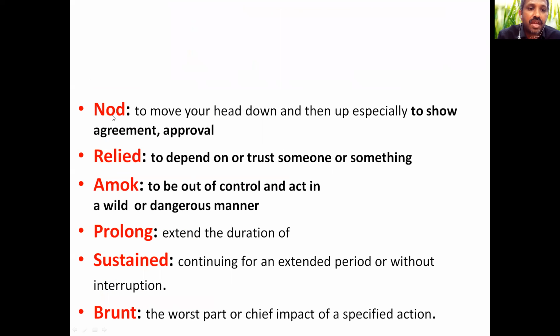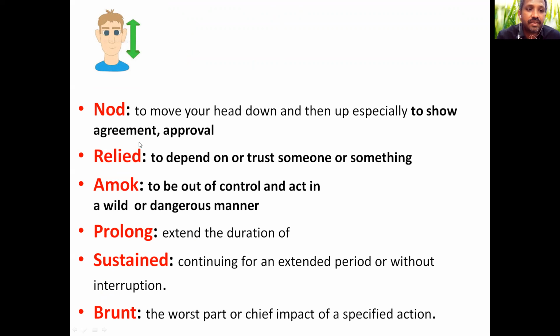The next one is NOD. Nod means to move your head down and then up, especially to show your agreement or approval. That is what is called a nod. You see, you move your head up and down. Yes, you say yes like this, right? So that's what a nod is.